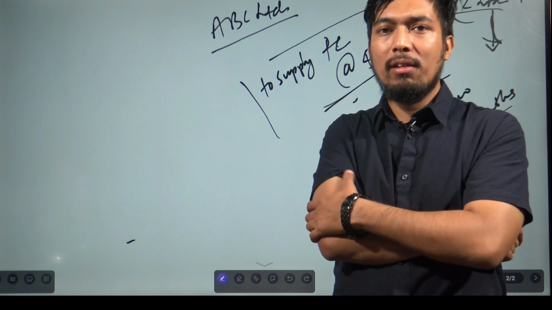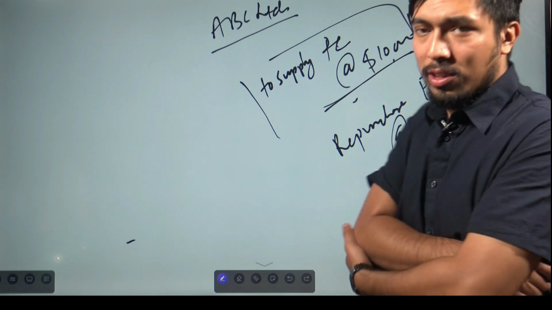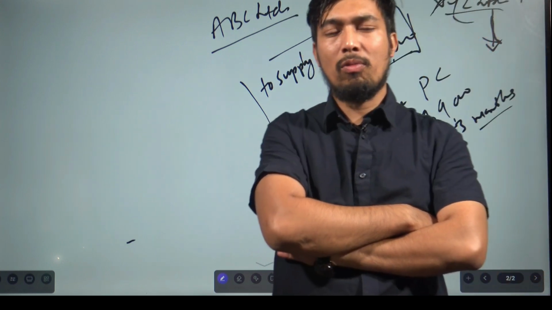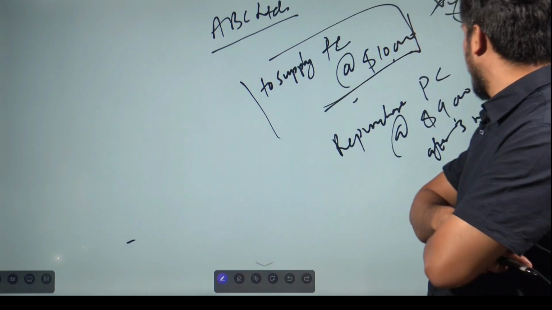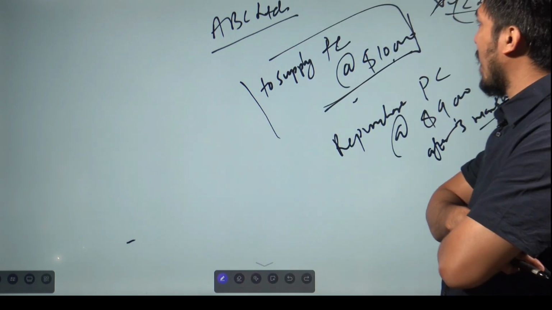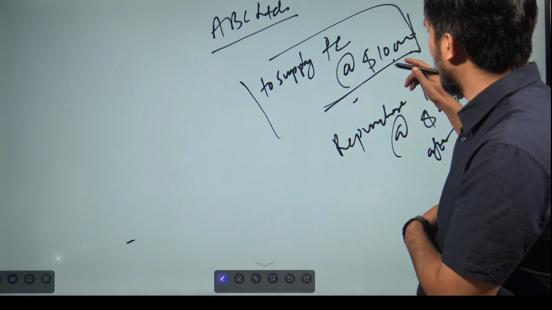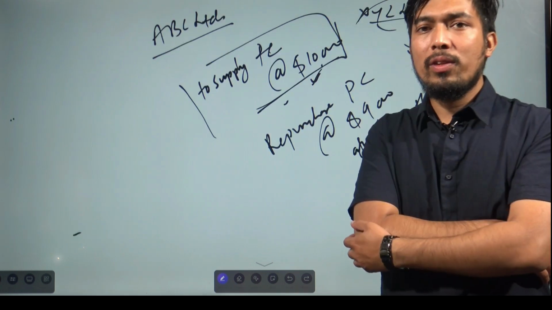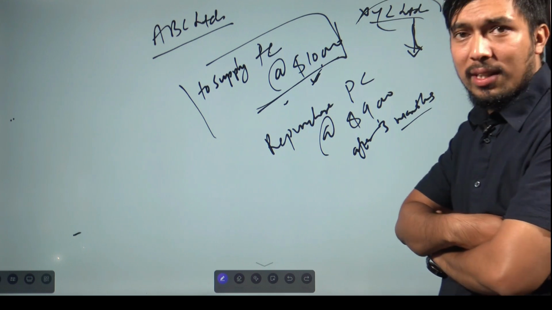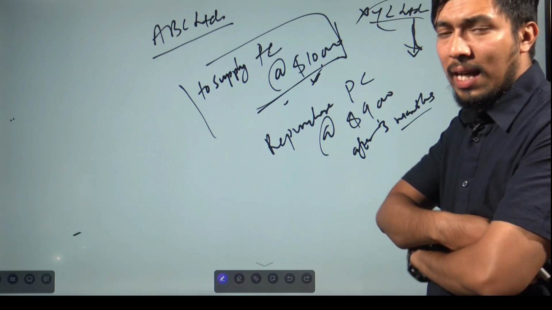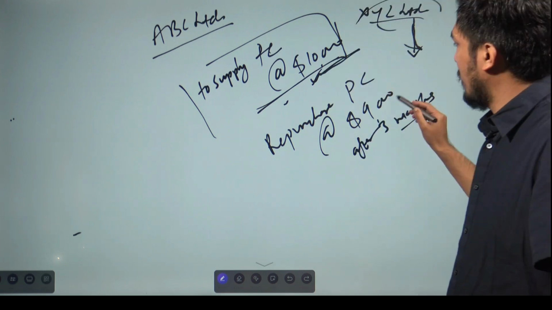XYZ Limited is in need of a PC, a personal computer, and XYZ Limited doesn't want to purchase that asset, but just wants to use that asset for a certain period of time. Then what XYZ Limited can do is make an agreement with ABC Limited to purchase that computer at a certain price, like $10,000 in this example. Then with the terms and conditions of the agreement, the seller or supplier, that is ABC Limited, will repurchase that asset after the usage period, that is 3 months, at a price below the sale price, that is $9,000.